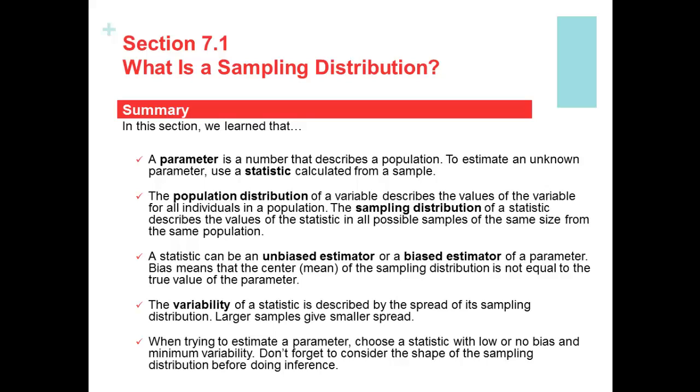A statistic can be an unbiased estimator or a biased estimator of a parameter. Bias means the center or the mean of the sampling distribution is not equal to the true value of a parameter. If it is equal, it would be an unbiased estimator. The variability of a statistic is described by the spread of its sampling distribution. Larger samples will give you smaller spread. And when trying to estimate a parameter, choose a statistic with low or no bias and minimal variability. Don't forget to consider the shape of the sampling distribution before doing inference.